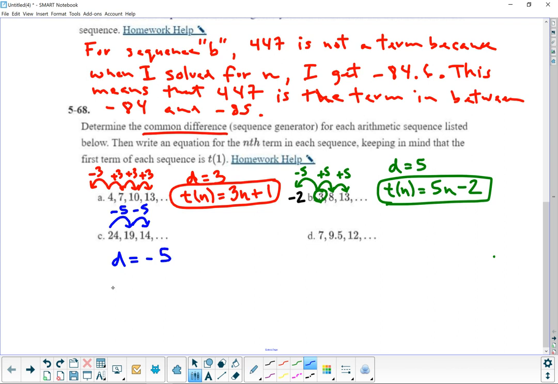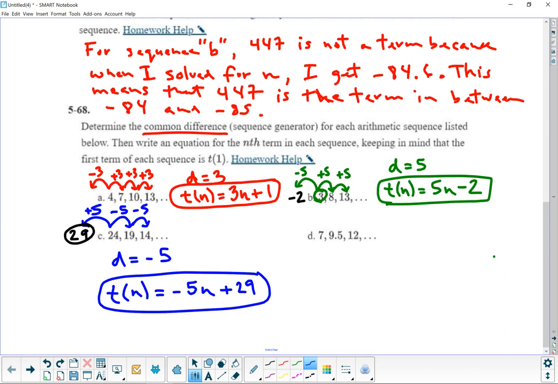And as soon as we know that, we know our explicit equation is T of n equals negative 5n. And then we just got to figure out what the previous term is. And to go backwards, instead of minus 5, we're going to go the opposite, which is plus 5. So 24 plus 5 gets you 29. That is the previous term, or the 0th term. So we're going to do negative 5n plus 29. That is our explicit formula.